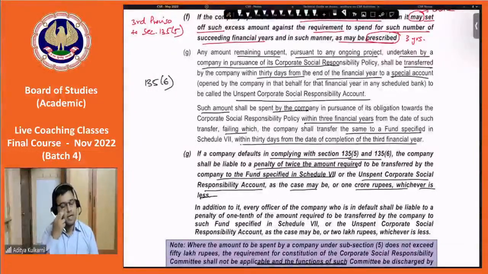So the minimum penalty is not 1 crore. It is the lower of 1 crore or twice whatever you have to spend. Okay, so that is how you are going to pay the penalty.